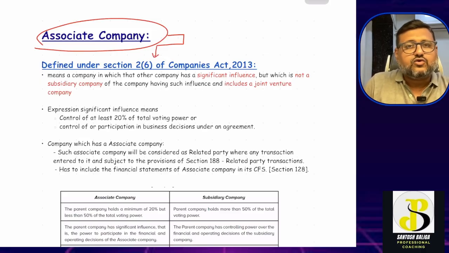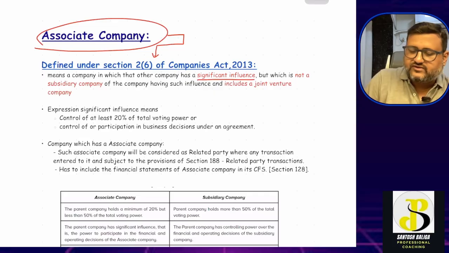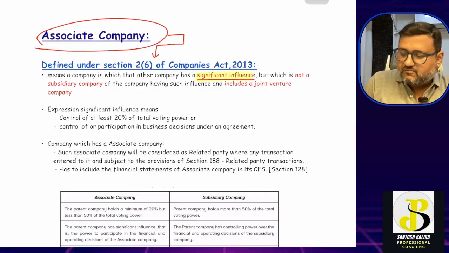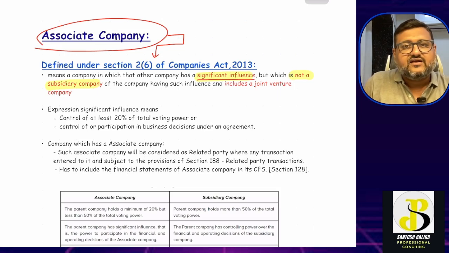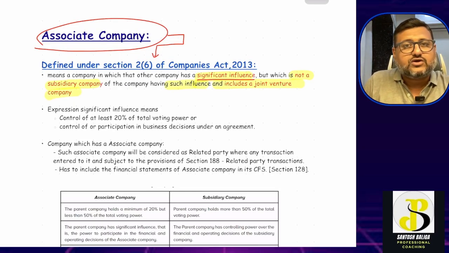Section 2 clause 6 provides that an associate company is a company in which that other company has a significant influence, but which is not a subsidiary company of the company having such influence, and includes a joint venture company. This is the definition provided under section 2 clause 6. Now let us understand what this definition really means.